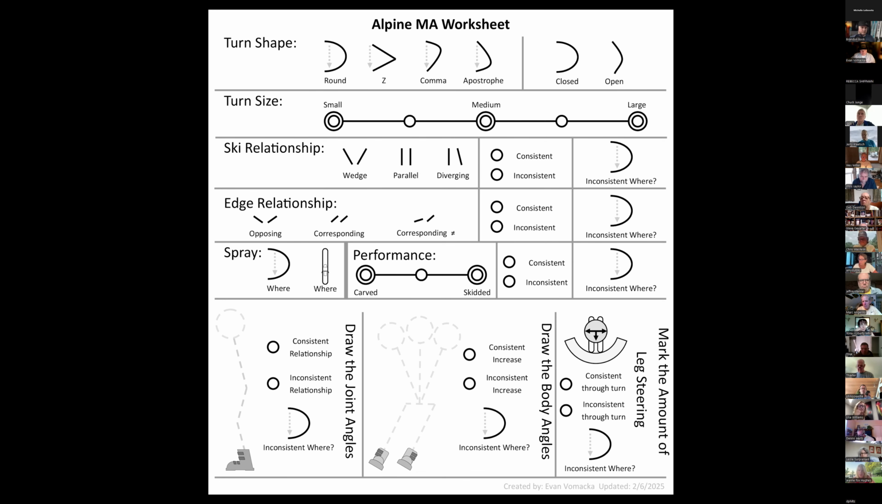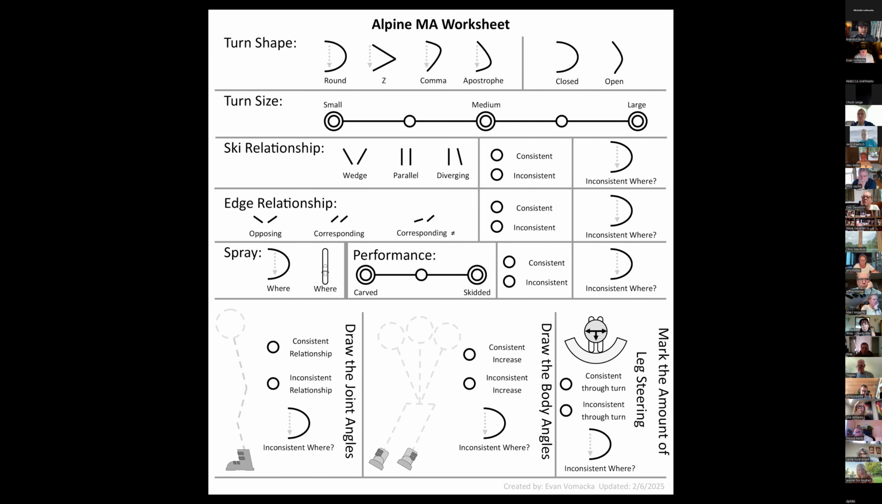You might see a skier come through and they're consistently parallel, consistently on corresponding edges. You don't need to throw that out there. If that turn is nice and round, yeah, you might not need to throw that out there. It's picking out the things that are actually relevant to what's going on. But this at least gives everyone a starting point.